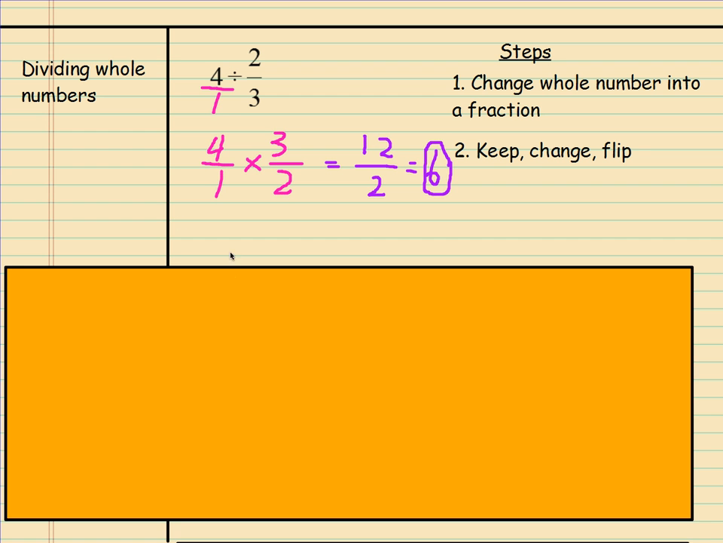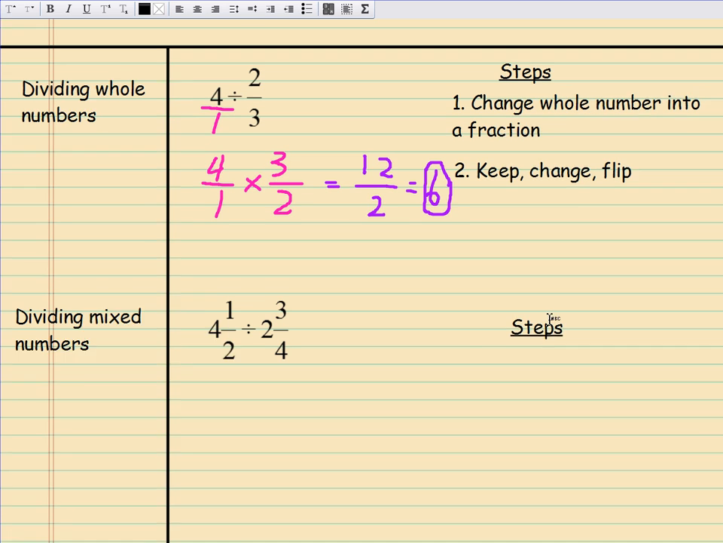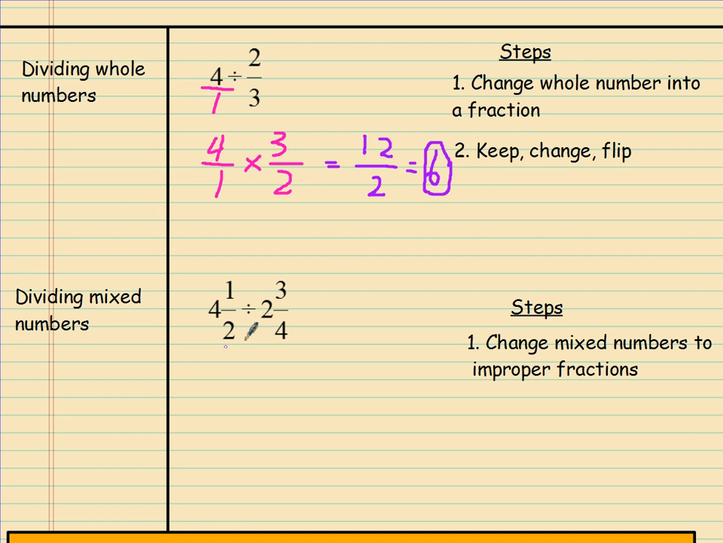Okay, another example. This one is dividing mixed numbers. Just like in multiplication, we change these mixed numbers to improper fractions. Let's change these. 4 and 1/2. We take 2 times 4, we get 8. 8 plus 1 is 9. Keep the same denominator. For this fraction, 4 times 2 is 8. 8 plus 3 is 11. 11 over 4.